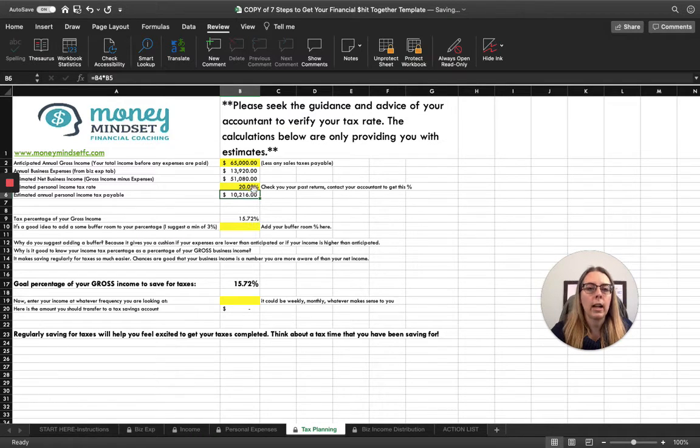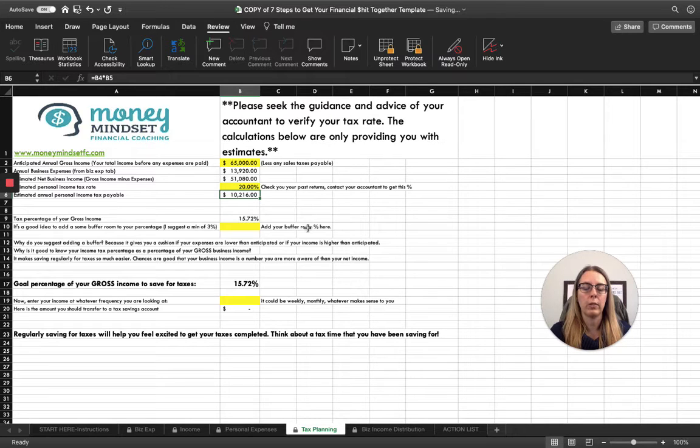So I've got in cell B9, it's calculating your tax percentage as a percentage of your gross income. So this is going to be different than how you may have looked at it in the past, or maybe you didn't even look at it at all and you just waited for tax time to figure it out. That is the case for many of my clients. So what this means is that the amount that you would owe based on this scenario and these estimates for taxes is 15.72% of that $65,000.